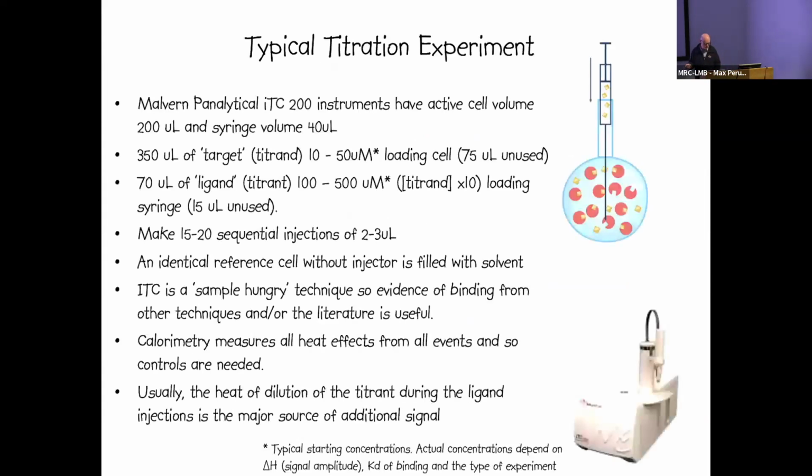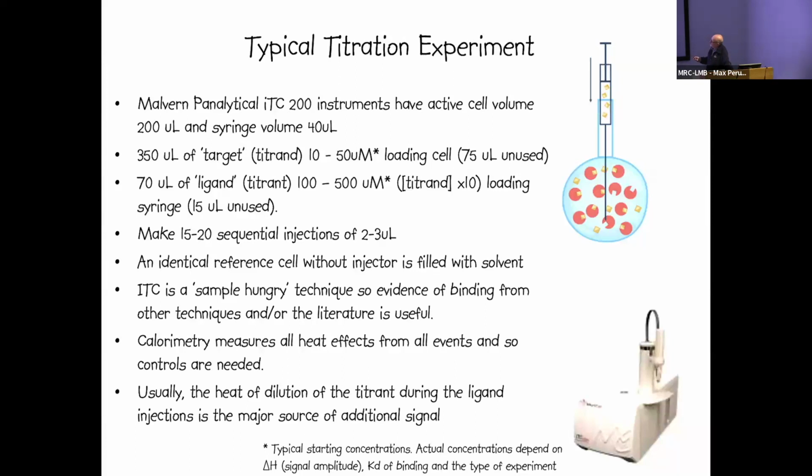In a typical titration experiment, we have here instruments made or supplied by a company, Malvern Analytical, and they're called the ITC 200 series. We have both manual instruments and automated instruments. Then they have an active cell volume of 200 microliters inside the instrument. And the syringe here, which we can use to titrate in a ligand, has a volume of 40 microliters. So for a typical experiment, we would need 350 microliters of the target. That's the thing that we're going to put in the cell.